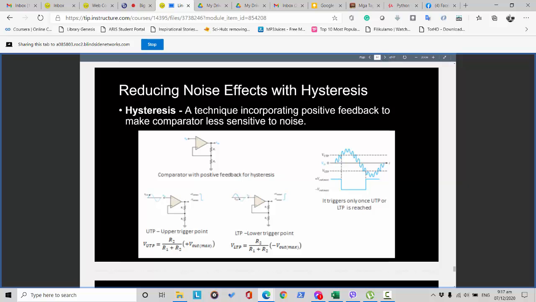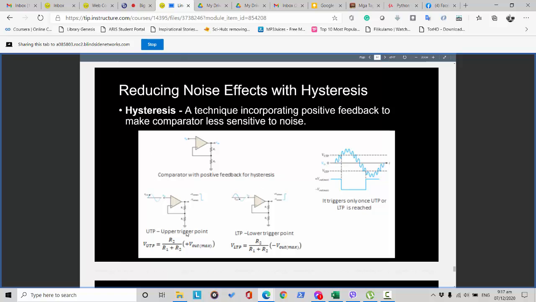Now, if we try to reduce the noise effects with hysteresis. Oh, by the way, what is hysteresis? This is a technique incorporating positive feedback to make the comparator less sensitive to noise. So this is the circuit that is used. This is what we call a comparator with positive feedback for hysteresis.